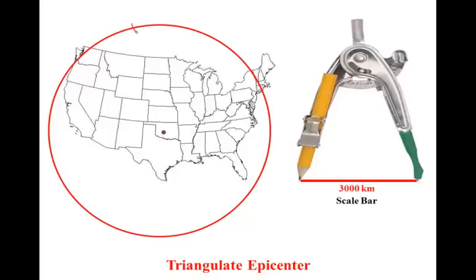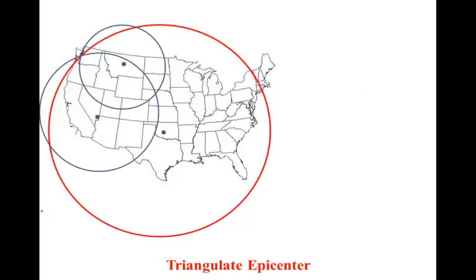The epicenter could have been anywhere along that circle. As a result, we need at least 3 stations to triangulate the epicenter. Three stations, each has its own unique distance from the epicenter, from the difference in arrival times between the P and the S waves.